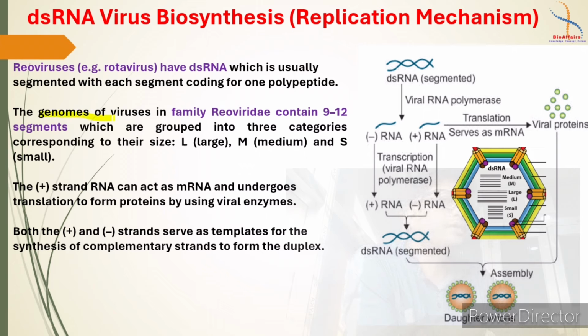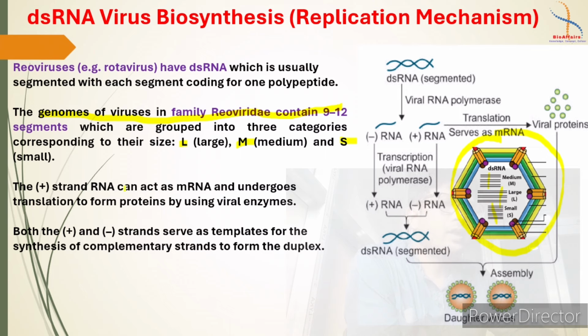See, the genomes of viruses in family Reoviridae, here I have given an example, Reoviridae is the family, within that Reovirus is present. Now 9 to 12 segments which are grouped into L, M and S. So for your ease of understanding, I have given a short picture here. See here, 3 copies of medium, 3 copies of large and 3 copies of small. So both are double stranded RNA. So each segment will produce specific proteins, right?